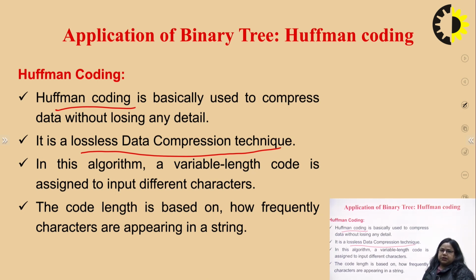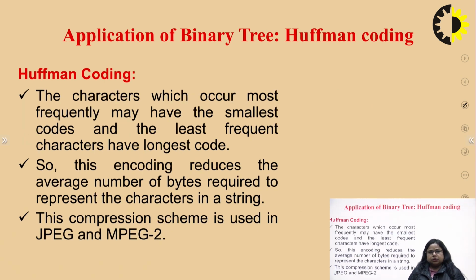In this particular algorithm, a variable length code is assigned, in which we put different characters and their lengths vary, right? Suppose if I'm using a letter A, its length is, let's say, 5, and so on. Similarly, we have different characters whose code lengths are different, and we have to assign values to these characters on the basis of how frequently that character appears in the string. So this is the basic introduction to Huffman coding.